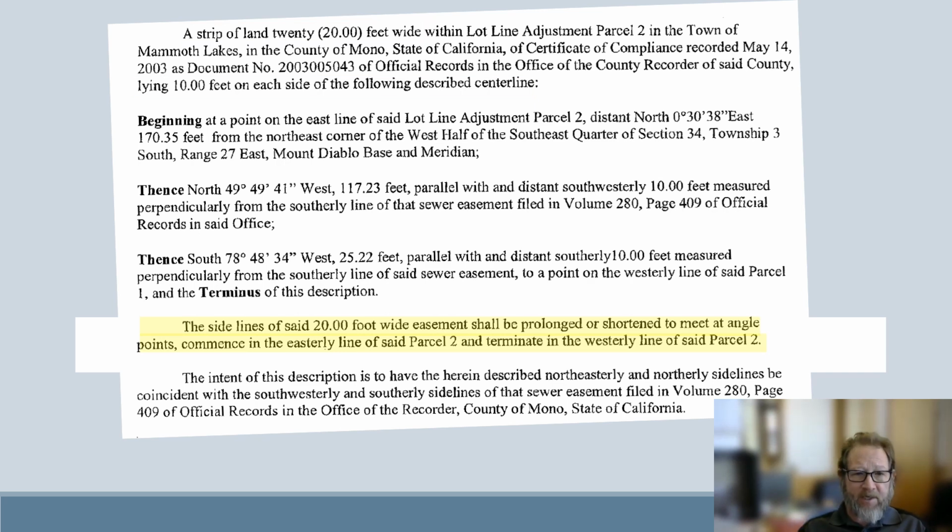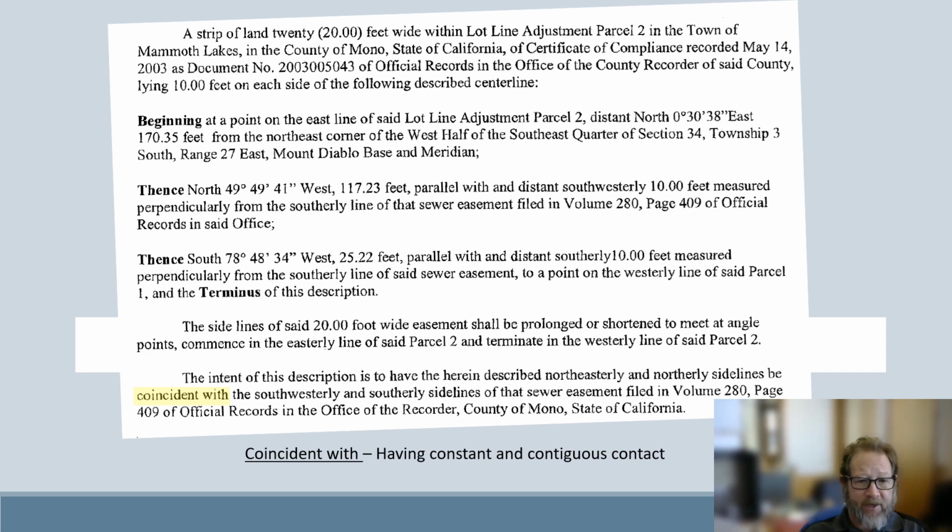There's also a line in this legal description that says that the sidelines of said 20-foot wide easement shall be prolonged or shortened to meet at angle points, commence in the easterly line of parcel 2 and terminate in the westerly line of parcel 2. That's an important statement, and once you begin drafting out the legal description, you'll see why this wording is important.